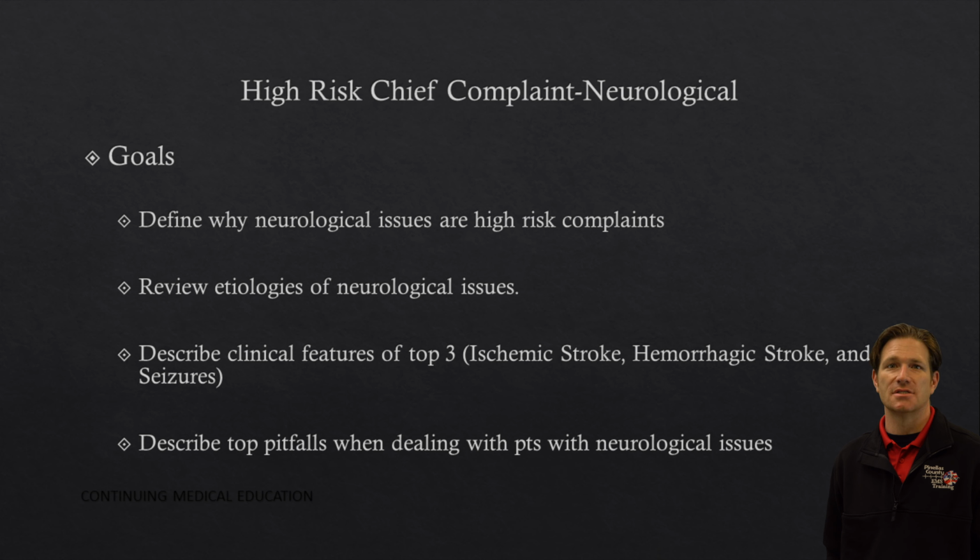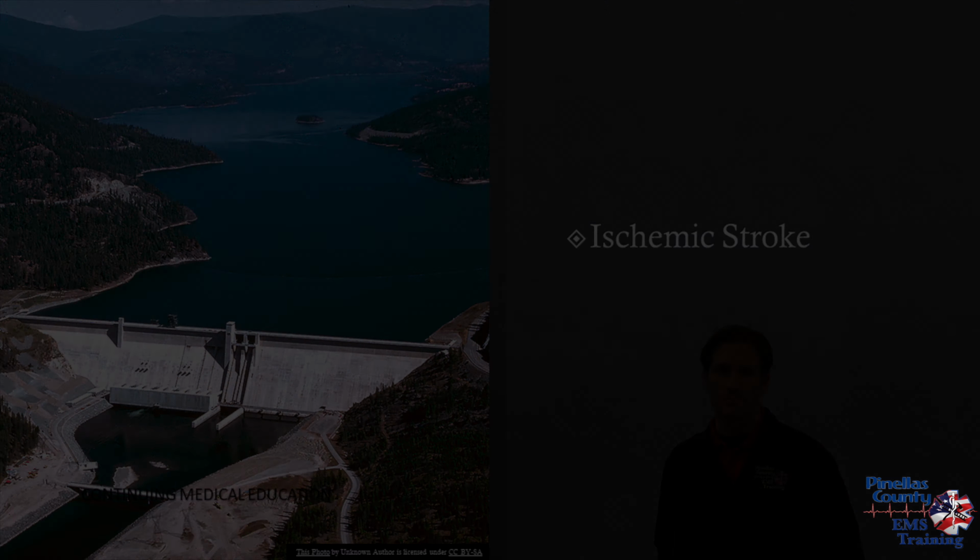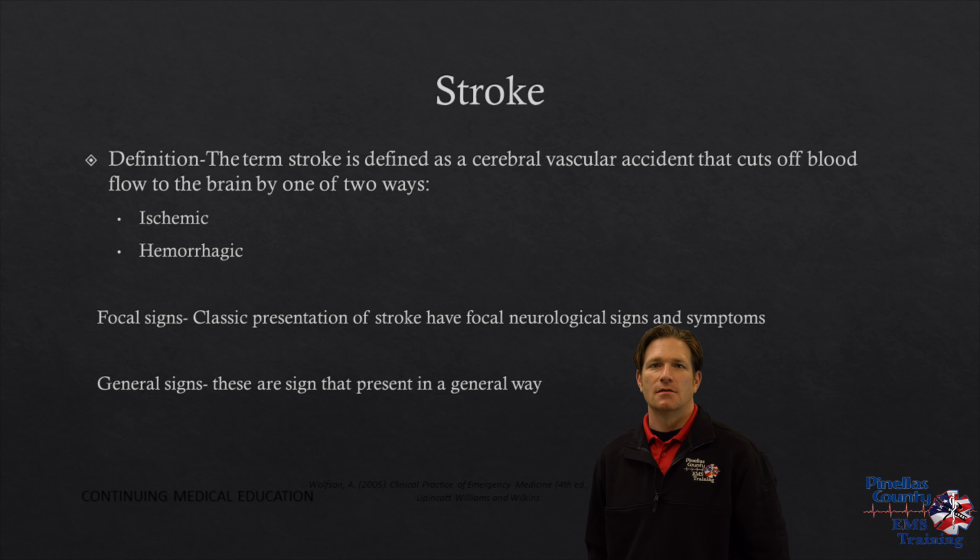But the goal is to use the systematic approach to narrow down the differential diagnosis and look for those red flags that let us know if it's an immediate life threat. Ischemic strokes. We put a picture of a dam here because it's a good conceptual representation of what is happening during an ischemic stroke. When we talk about strokes, that term itself is very vague. As you can see from the slide what exactly the word means.